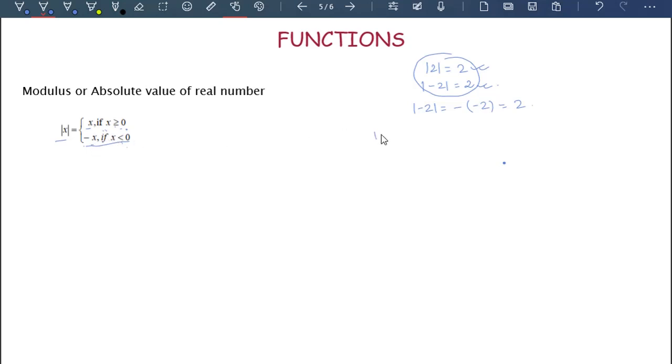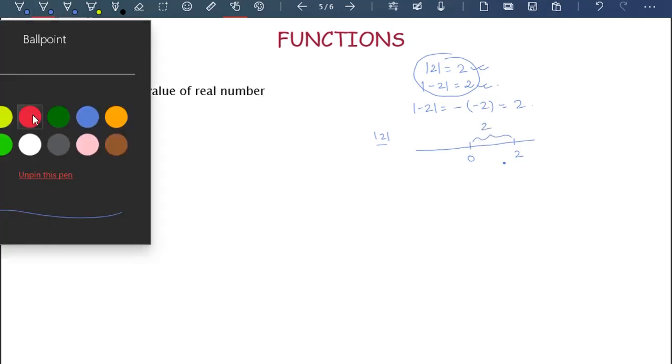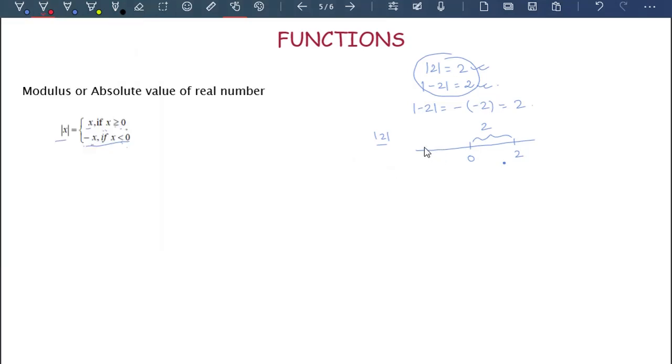Now modulus 2, what does it represent geometrically? This is actually the distance of 2 from 0. Now if you take minus 2, let this be my minus 2. Here also the distance is 2 units, because distance cannot be negative. Distance is always positive. The distance of -2 and +2 from 0 is 2. Both these values are 2.